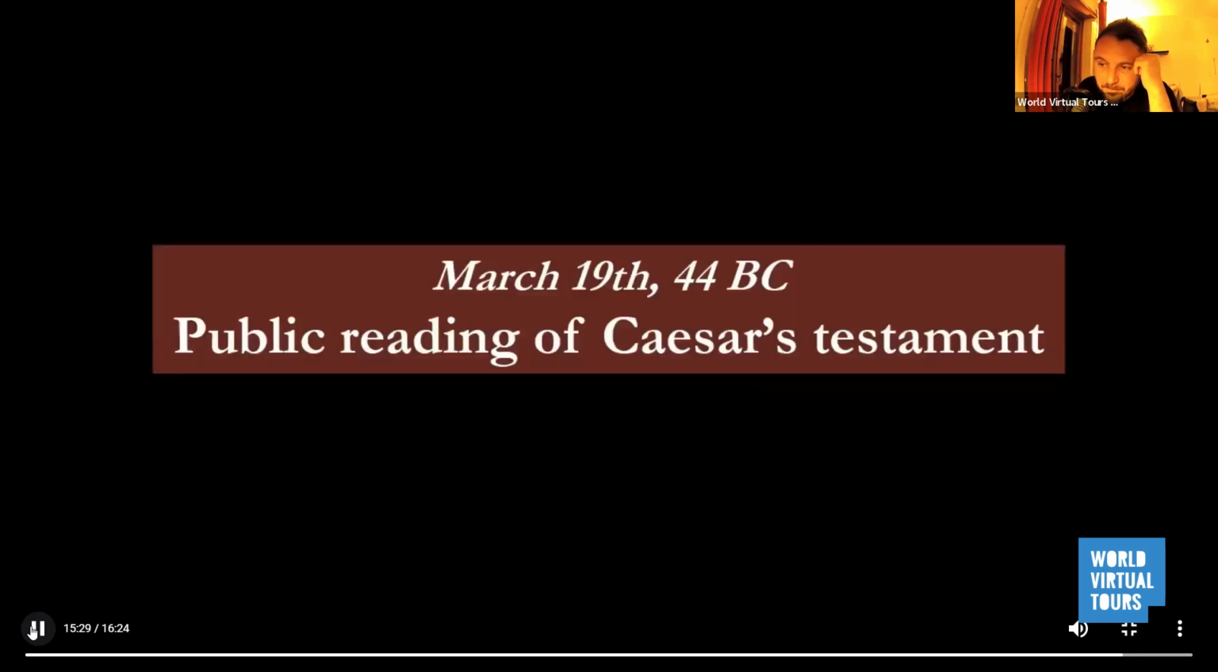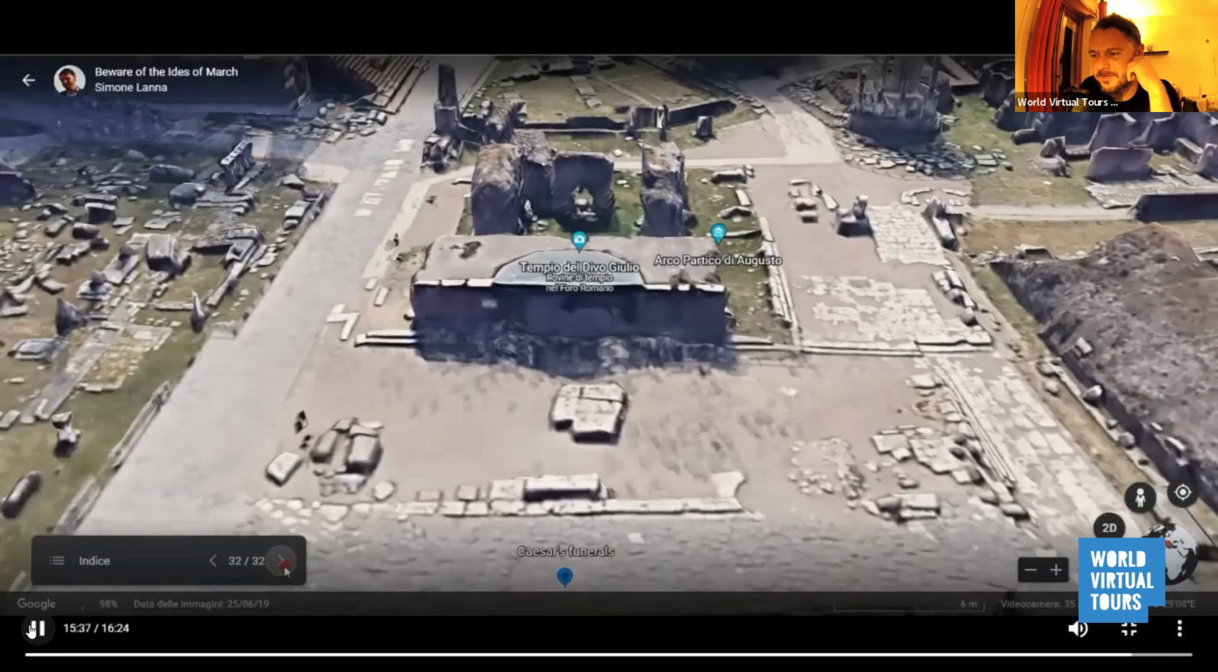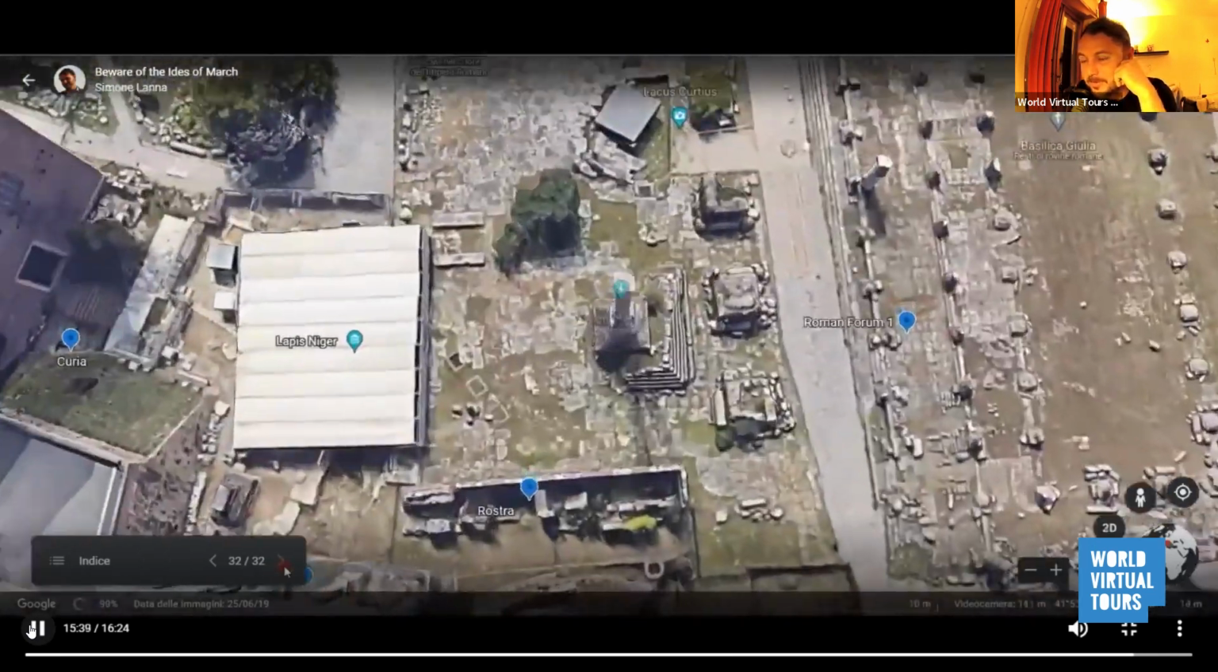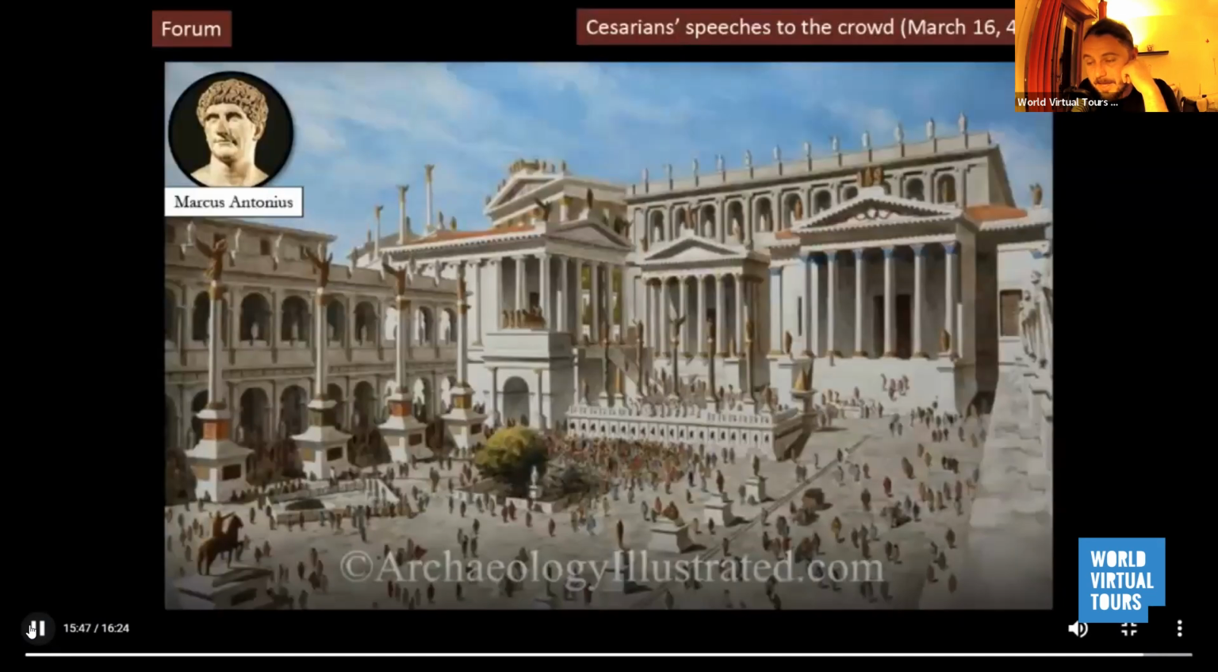It's time for somebody to read Caesar's Testament. It's March 19th. It's 4 days after Caesar died, and people really wanted to know who is going to be the new Caesar, who is going to be the new leader of the world, okay? Who is going to take Caesar's money, Caesar's name, Caesar's property, Caesar's soldiers, Caesar's veterans, okay? Mark Antony had to read the Testament.